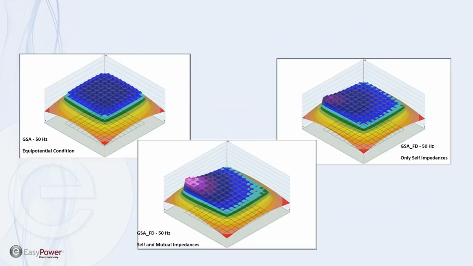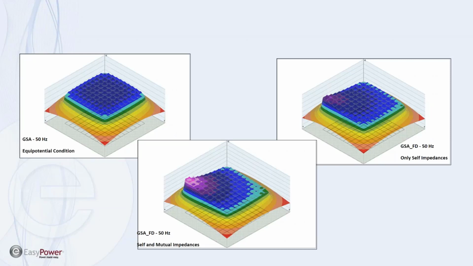This is a slide showing the importance of including the self and mutual impedances and showing what you get when you make that equipotential assumption. On the top left, you can see this is the same grid modeled 3 times, and with the equipotential condition, the ground potential rise for this grid is exactly the same everywhere in the grid where there's a conductor.